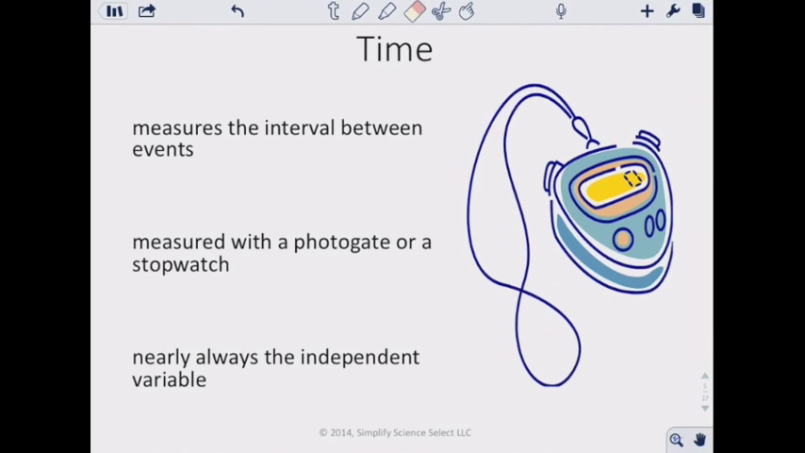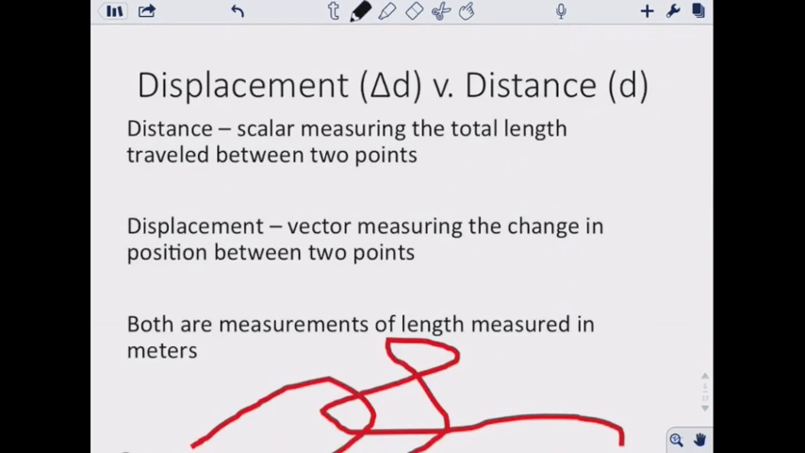It's measured with a photo gate, or we can also use a stopwatch. So a photo gate or a stopwatch we can measure time with, and it's nearly always the independent variable. Generally in this class, it's always the independent variable.